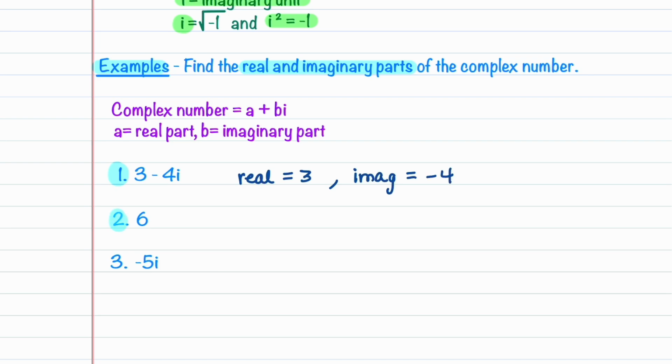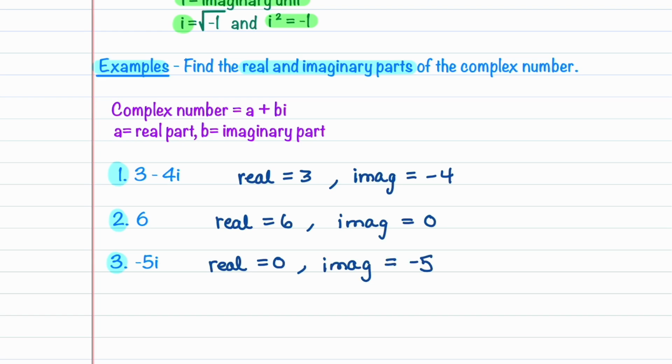Let's now look at our next example. This one doesn't have an i in it, so it's not going to have an imaginary part. So for this one, we just say that the real part is equal to 6, and then the imaginary part is equal to 0. Let's look at our third example. In this example, we only have a constant that multiplies an i, and we don't have another constant. So our real part is equal to 0, and then our imaginary part is the number that multiplies i, and that, in this case, is -5.